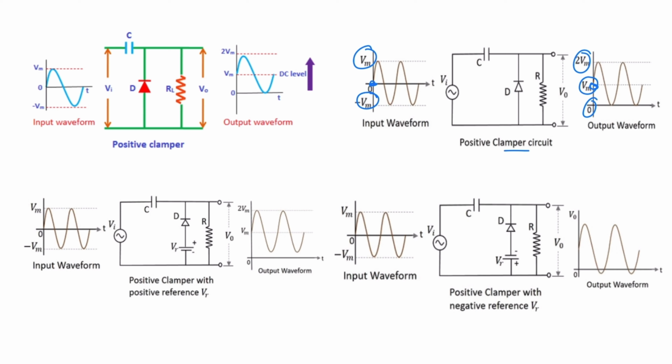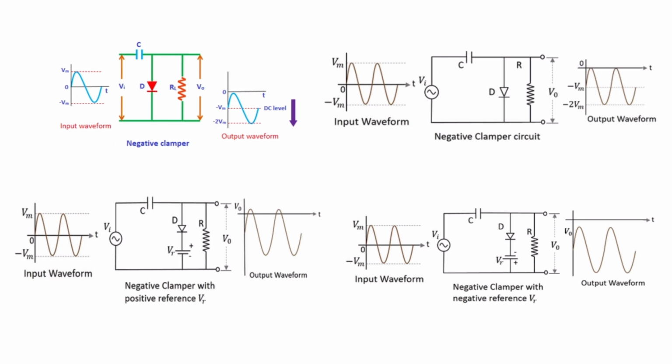So positive clamper with positive bias. This is a positive bias. Positive clamper with negative bias, so the signal starts from negative voltage. Here the signal starts from positive voltage. So this is regarding the positive clamper. Similarly, next is the negative clamper. This is a negative clamper without any bias. Negative clamper with positive reference voltage. Negative clamper with negative reference voltage. This is a positive reference voltage. Output starts from negative reference voltage. These are the 6 clamping circuits.